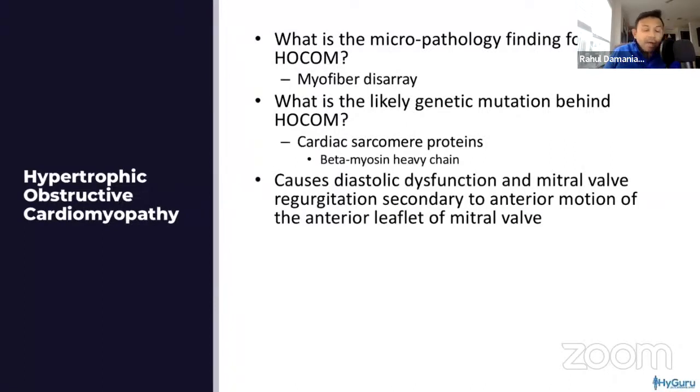Now, when it comes to hypertrophic obstructive cardiomyopathy, these patients are going to have diastolic dysfunction because they're going to have a very non-compliant LV, and they're going to have mitral regurgitation secondary to the anterior motion of the anterior leaflet of the mitral valve. You can see that the mitral valve is basically going to be very incompetent because of the hypertrophied interventricular septum.